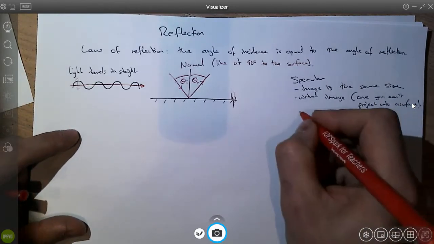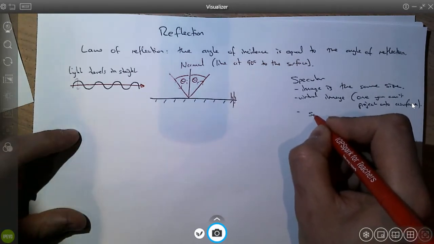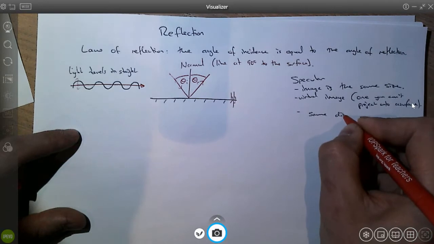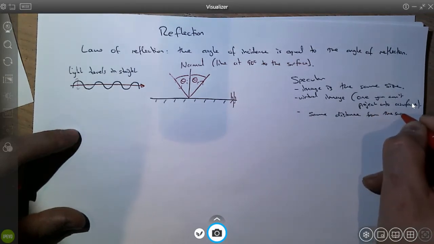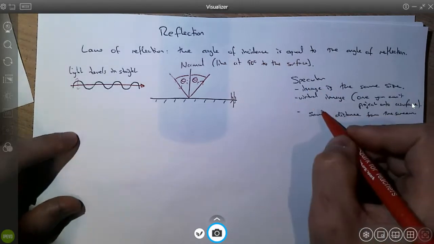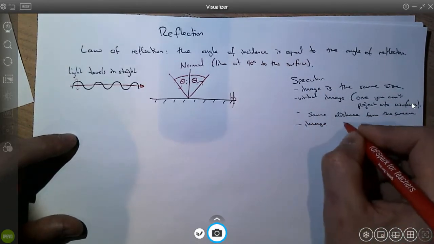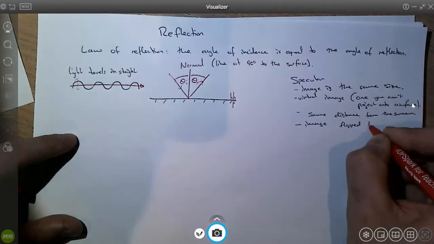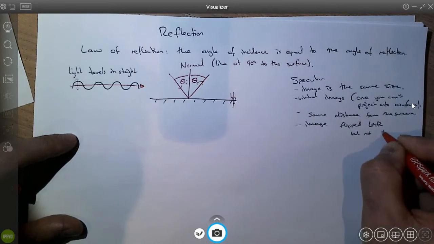And it's importantly also the same distance from the screen. This is basically just another way of saying it's the same size. And then the image, as well as we know, is flipped left to right, but not up and down.